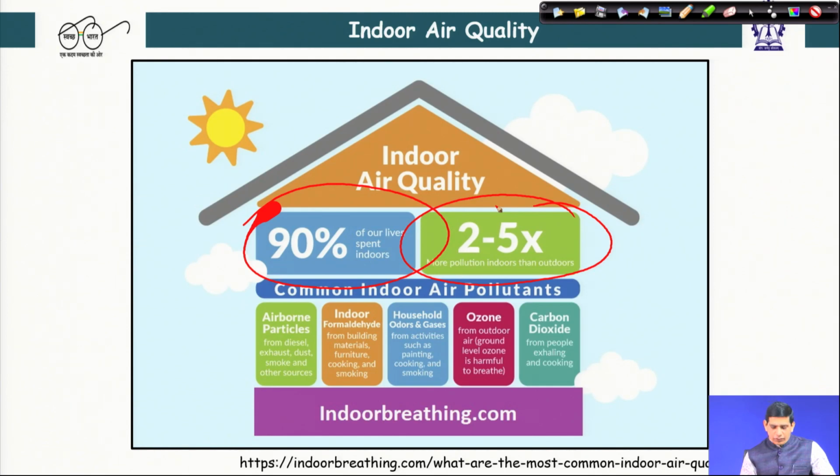Common indoor pollutants are airborne particles from diesel exhaust, dust, smoke and other sources; formaldehyde from building materials, furniture, cooking and smoking; and household odors from activities such as painting, cooking and smoking. So, you will have odor. Ozone from outdoor air, ground level ozone, is harmful to breathe. Carbon dioxide comes from people exhaling and from cooking as well. So, all these things are present, and if the house is not properly ventilated, this concentration could be 2 to 5 times more than the concentration outside.